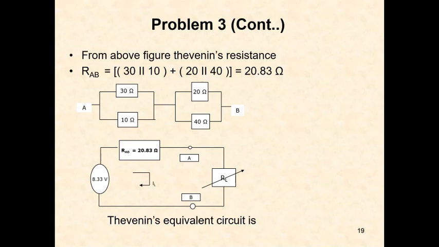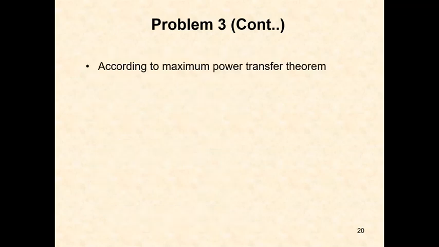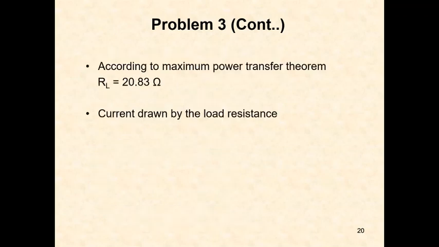Now the Thevenin's voltage of 8.33 volts is in series with the Thevenin's resistance of 20.83 ohms. Now this is connected to a load resistance RL. So now I am going to apply the maximum power transfer theorem. For maximum power transfer, what is RL? According to the maximum power transfer theorem, RL must be equal to 20.83 ohms.